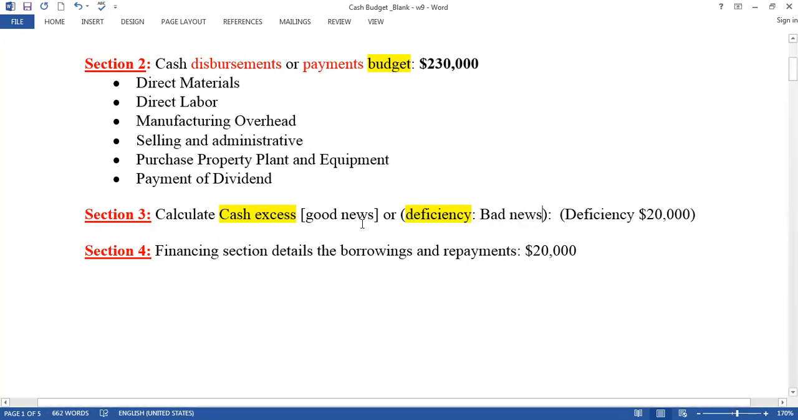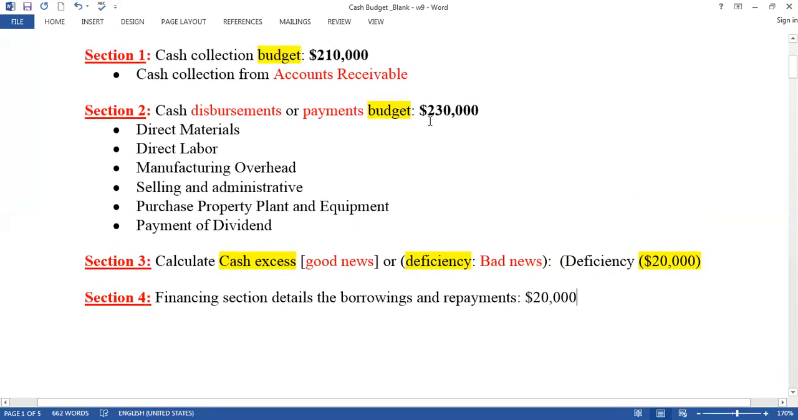So in Section 3, we are going to calculate this excess amount, or we are going to calculate the deficiency amount. If it is bad news, a deficiency, we are going to use the first bracket. So this first bracket means $20,000 is the deficiency of cash. Why a deficiency? Because your payment is going to be higher than the cash you receive.